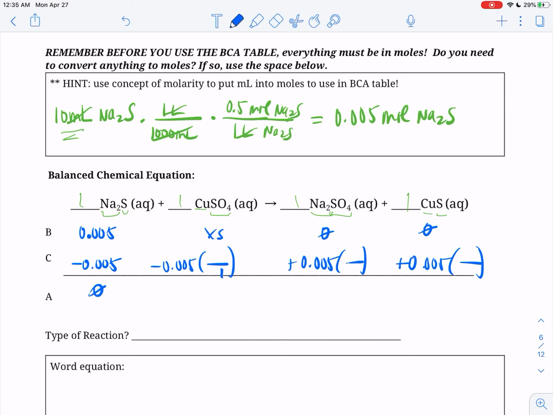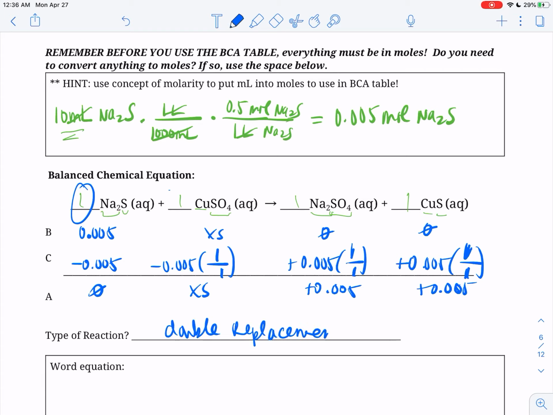My given goes on the bottom, which is 1, and then I'll pull down all these other coefficients. But this one, as we already said, is a 1 to 1 to 1 to 1, so everybody is just going to be 0.005. And the CuSO4 we're just going to call excess because we don't care. What kind of reaction is this? This looks like a double replacement because everyone is switching partners.